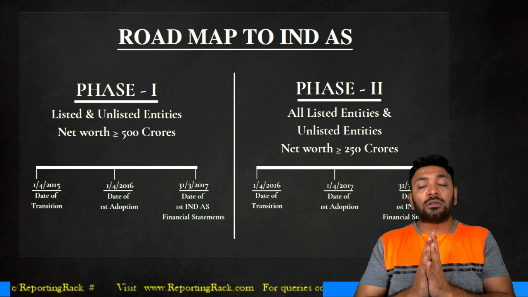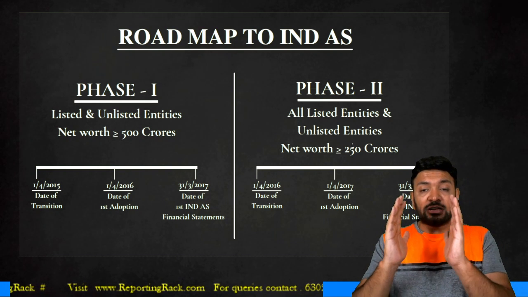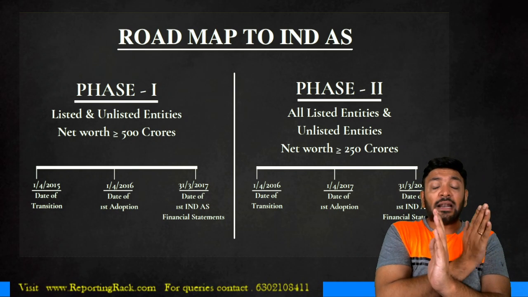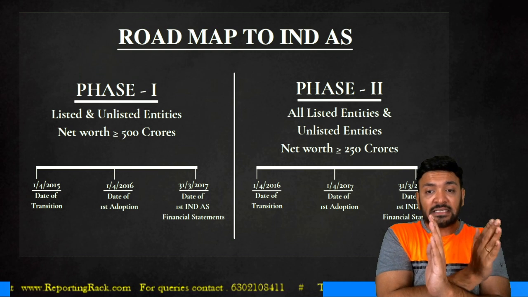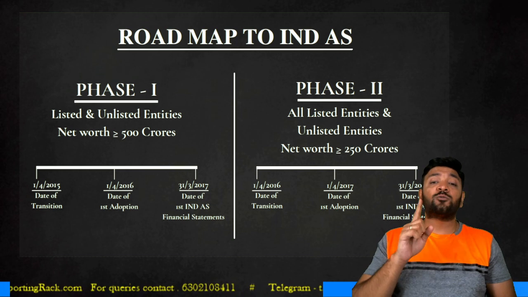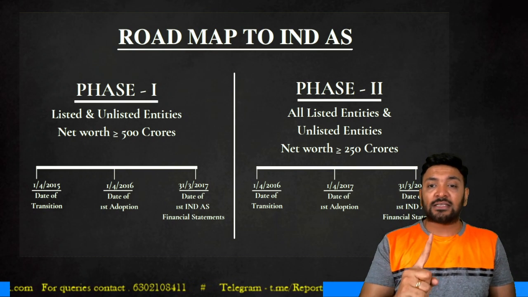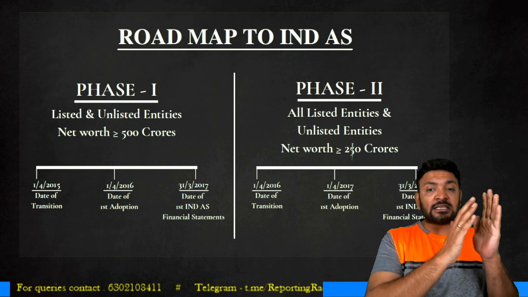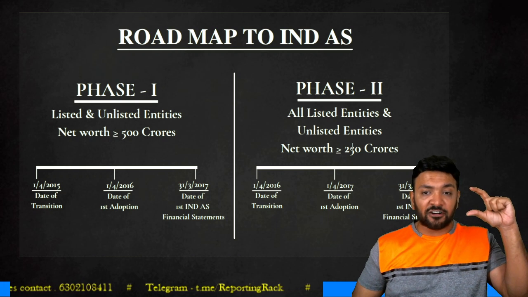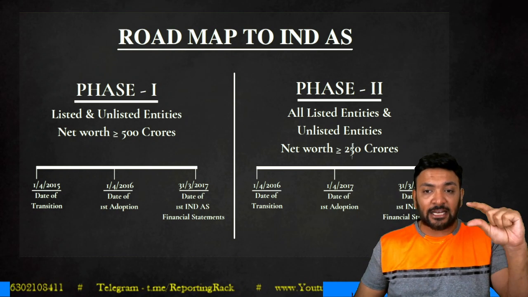First year for phase one enterprises is 2016-17, for which IND AS has to be presented. The comparative previous year, that is 2015-16, should be restated. So the first date of the previous year, that is 1st April 2015, should be considered as the date on which I will completely transit from the previous IGAAP into IND AS. This date, 1st April 2015, is called the date of transition.